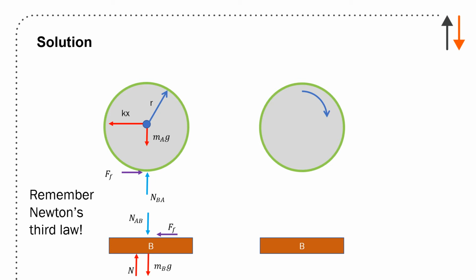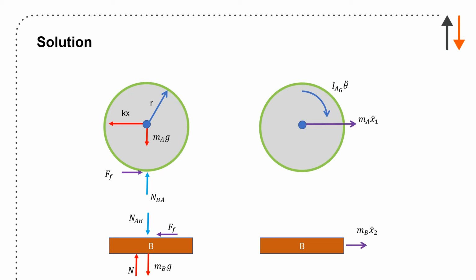So remember Newton's third law, and this is really the main reason why I wanted to do this particular example. If I look at the other terms, I have angular acceleration, translational acceleration, and translational acceleration for block B. So I have all of the terms here. I'm ready to go. They're equal.